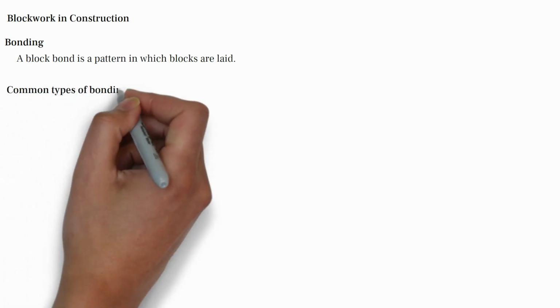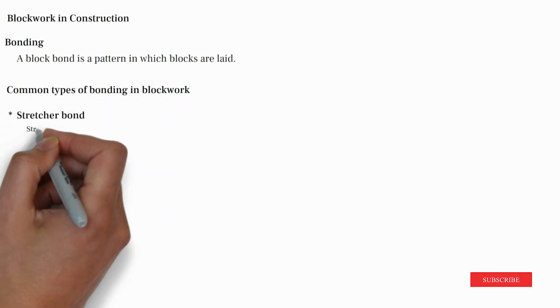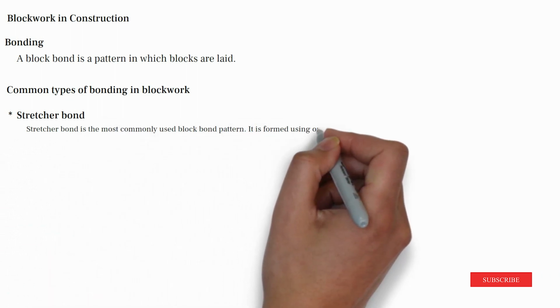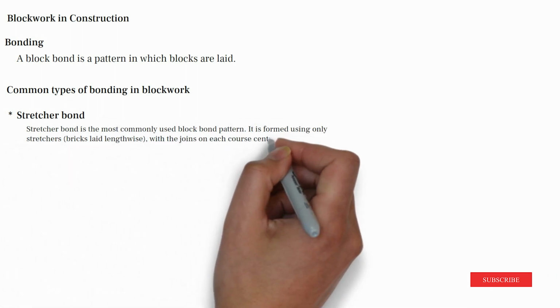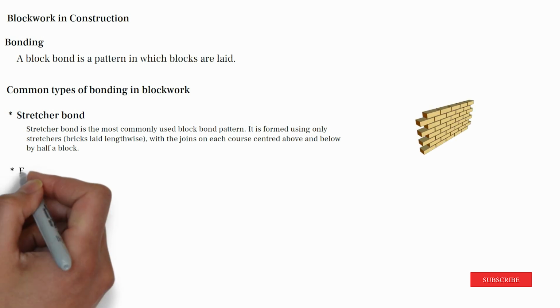Bonding in block work. A block bond is a pattern in which blocks are laid. The common types of bonding in block work: Stretcher bond. It is the most commonly used block bond pattern. It is formed using only stretchers, with the joints on each course centered above and below by a half block.